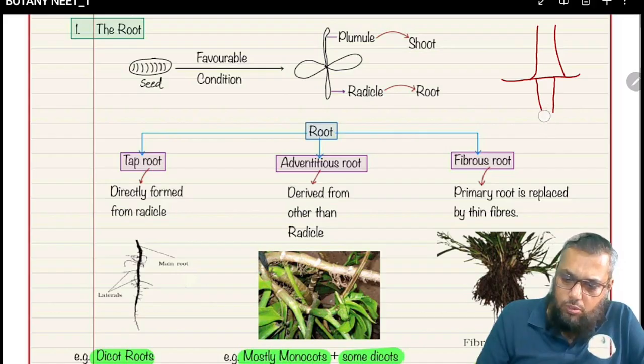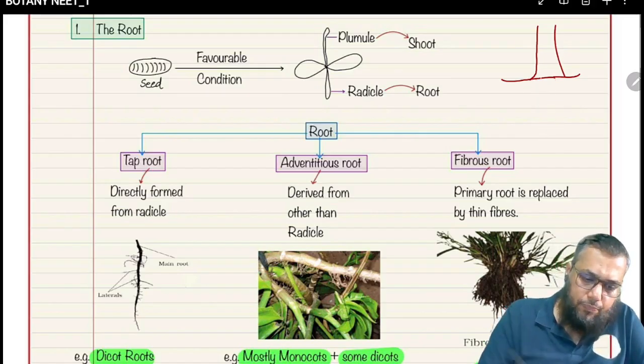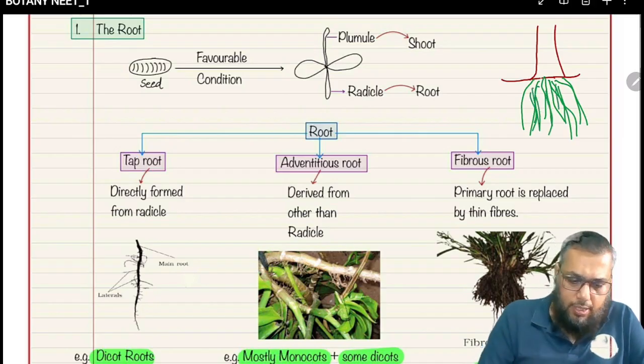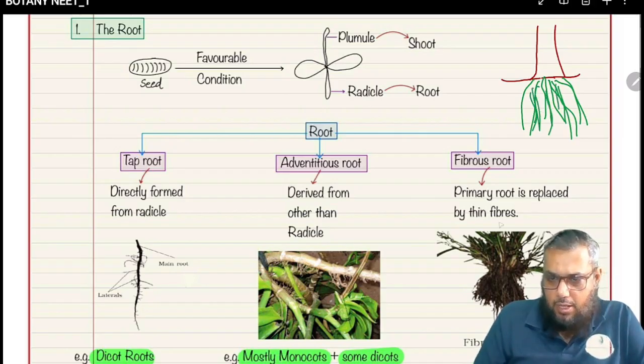So this primary root is short, it dies quickly. So this primary root is replaced by thin fibers which arise from the base of the stem. How are they? They are thin fibers arising from the base of the stem.